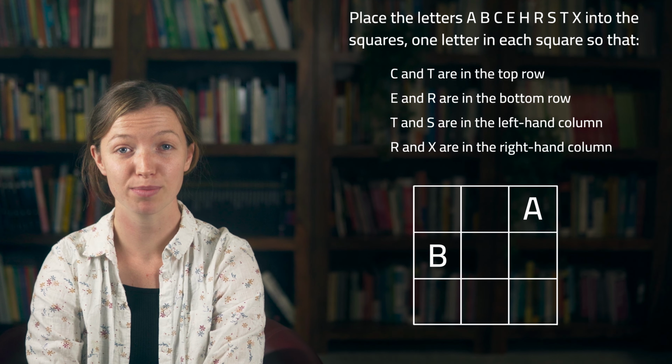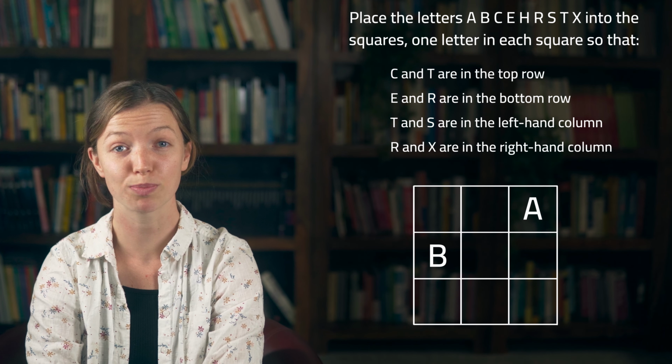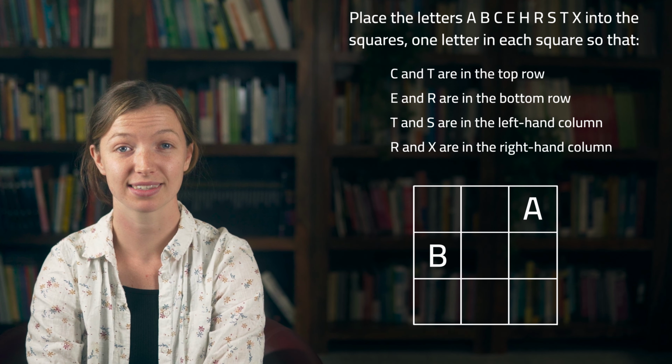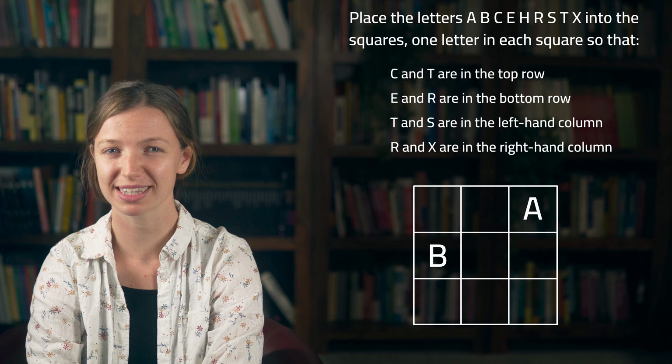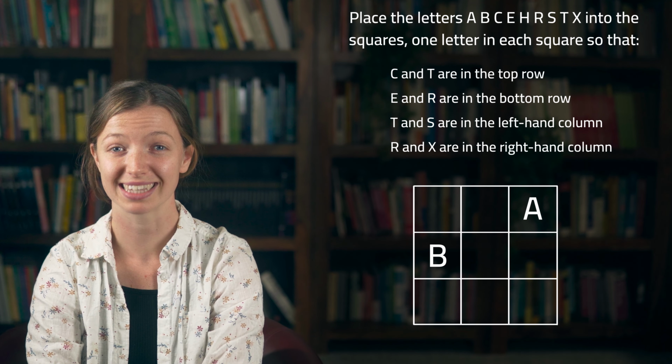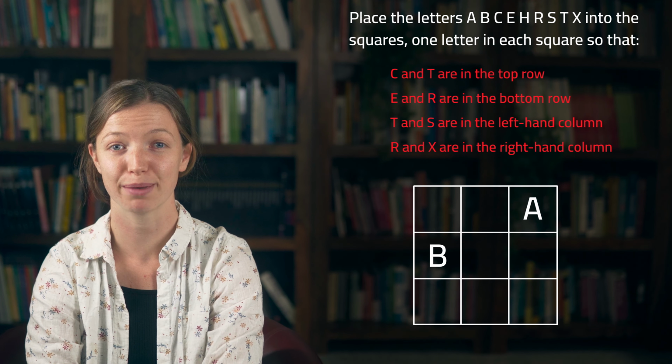This question looks very much like the puzzles you find in newspapers or puzzle books. We are given a 3x3 grid and 9 letters. We just have to place all 9 letters into the grid. Okay, that doesn't sound too bad, but there's a catch. We need to also keep these 4 statements in mind.